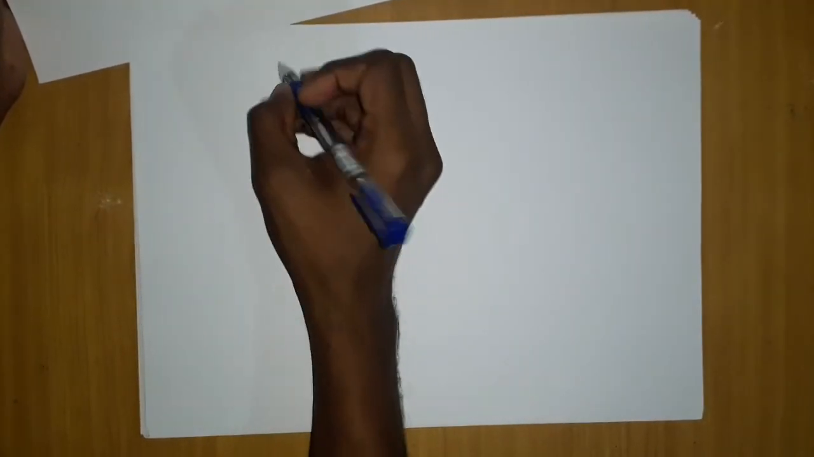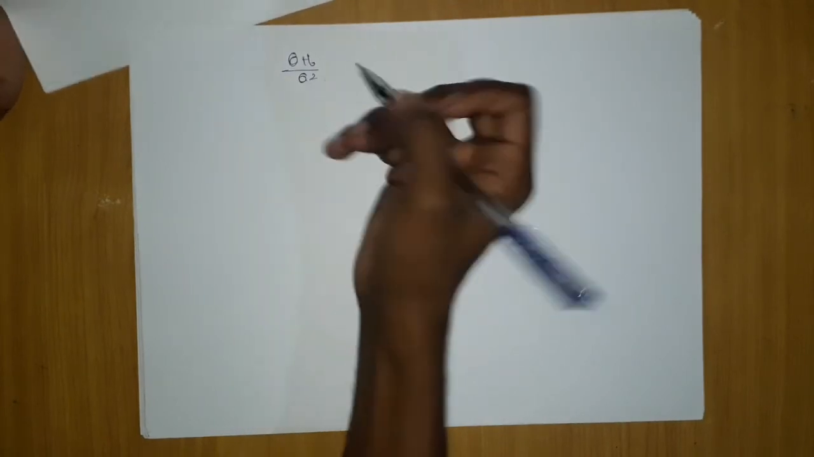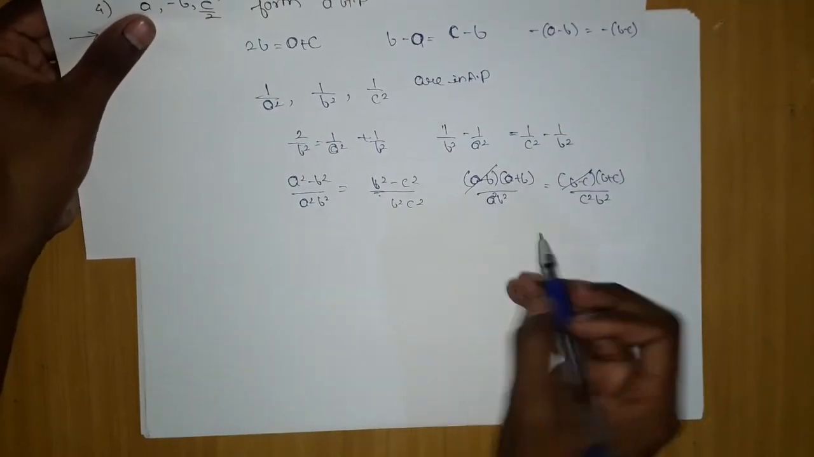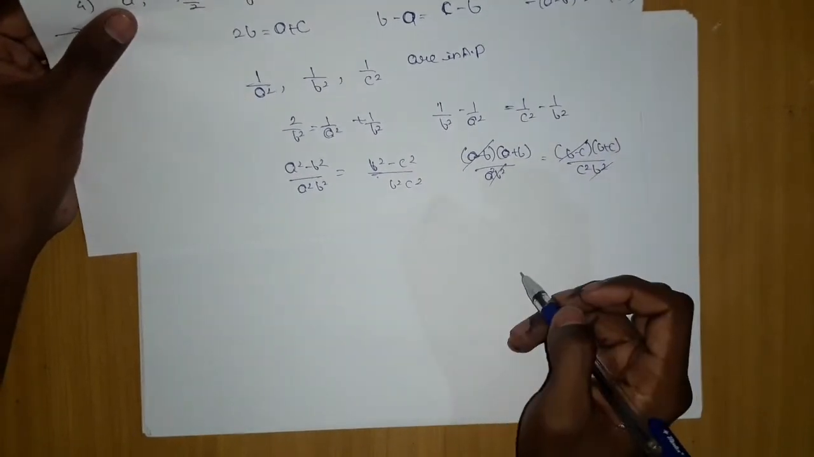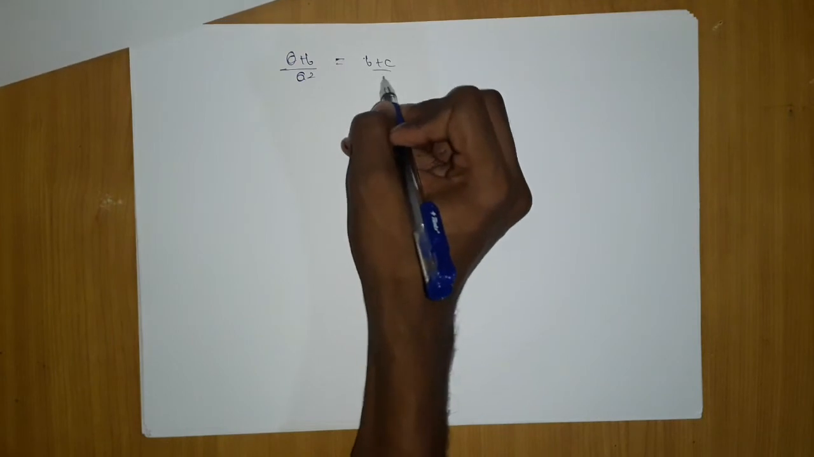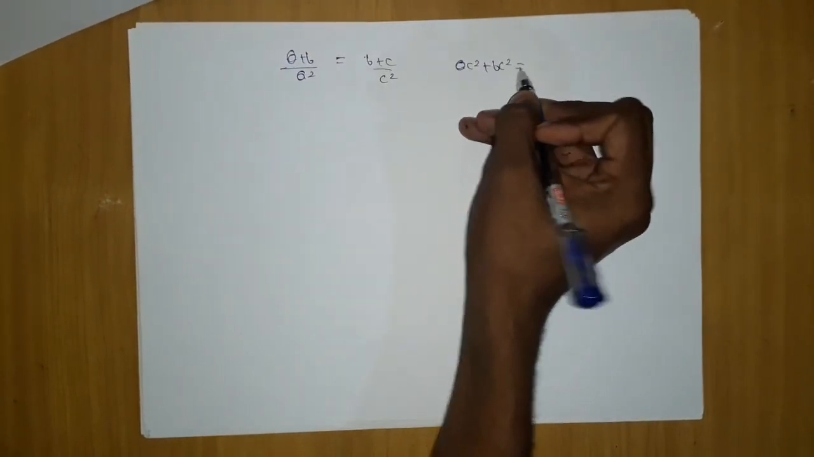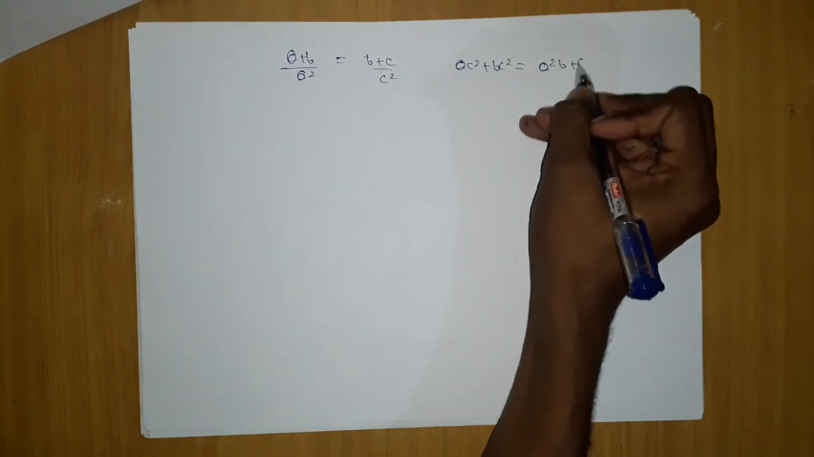Okay, what I will be left with is A plus B upon A square. B square also will cancel out at the bottom. Okay, I will cancel the B square also. So what we are left with is A plus B by A square should be equal to B plus C upon C square, which if I multiply, I get AC square plus BC square is equal to A square B plus CA square.